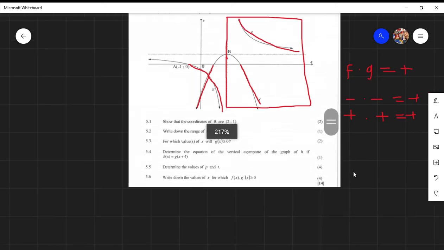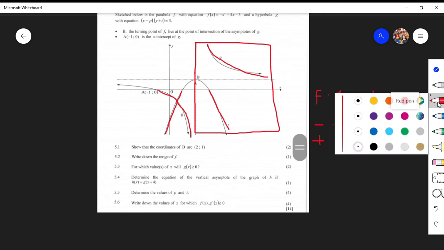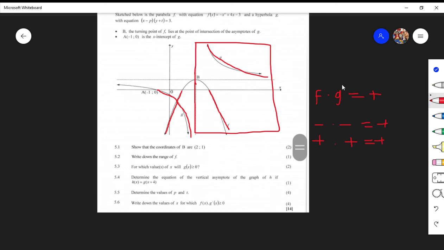Okay, so when it's the derivative of G, right? So we know that G is a hyperbolic function, right? So when we derive G, all we can do is, let me make some space.